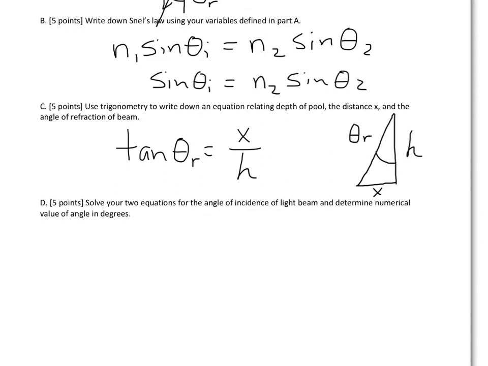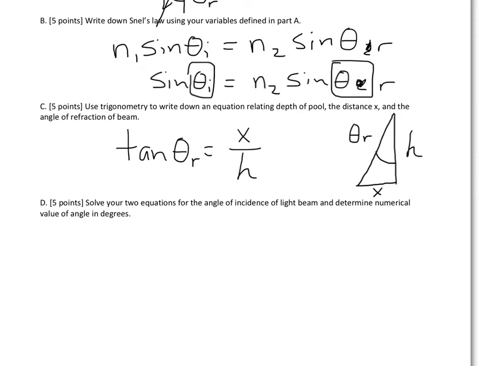The last part is I need to solve these equations from B and C simultaneously to determine the numerical value of the angle of incidence. So let me just go back to my two equations, this one and this one. Let me just count unknowns and knowns here. The angle of incidence is unknown, and that's of course what I'm solving for. I know n2. I do not know the angle of refraction. That's theta r, excuse me, as I call it, the angle of refraction.